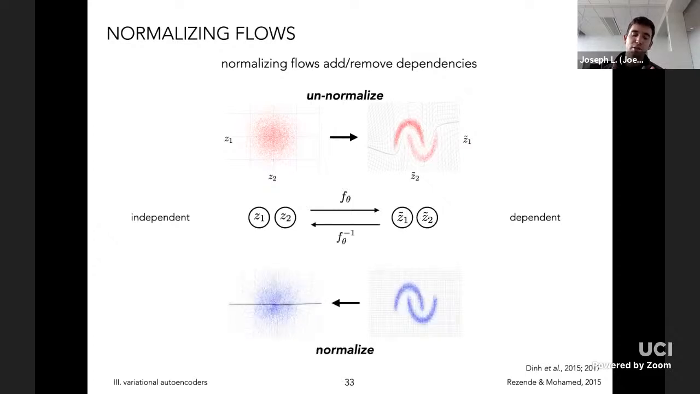And if we enforce that this mapping is invertible, now we could take two dependent variables and map them through the inverse mapping and get back a standard Gaussian distribution. So it's this nice way of parameterizing either adding or removing dependencies between variables, which you can think of as this general form of normalization, which literally means converting something into a normal distribution.